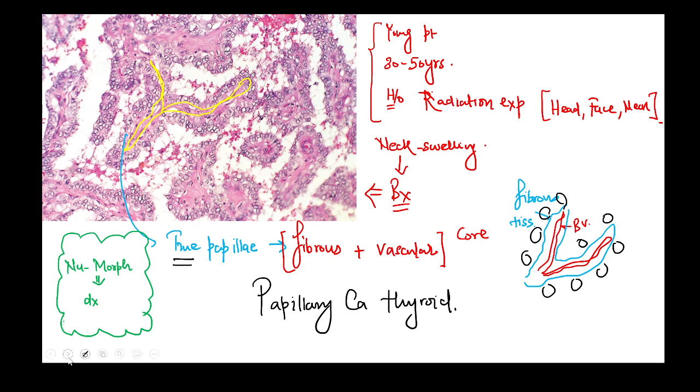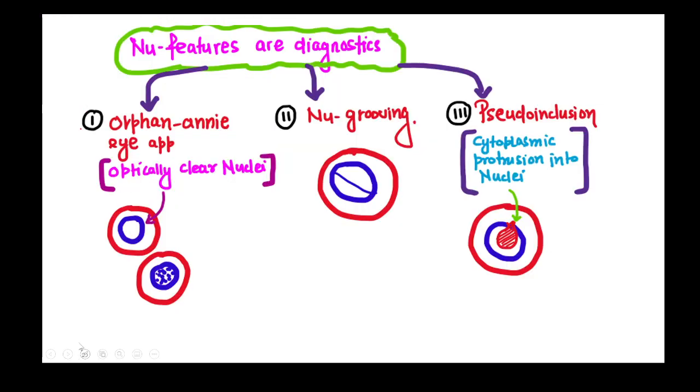So let us see how we can diagnose papillary carcinoma of thyroid by seeing the nuclear features. How many nuclear features are responsible? Here you have to see there are three important features: 1, 2, 3. What are the three things? Orphan Annie appearance. Second, nuclear grooving. Third, pseudoinclusions, right? So three important features you have to remember: Orphan Annie appearance, nuclear grooving, pseudoinclusions. Orphan Annie appearance, nuclear grooving, pseudoinclusion. What is the meaning of Orphan Annie appearance?